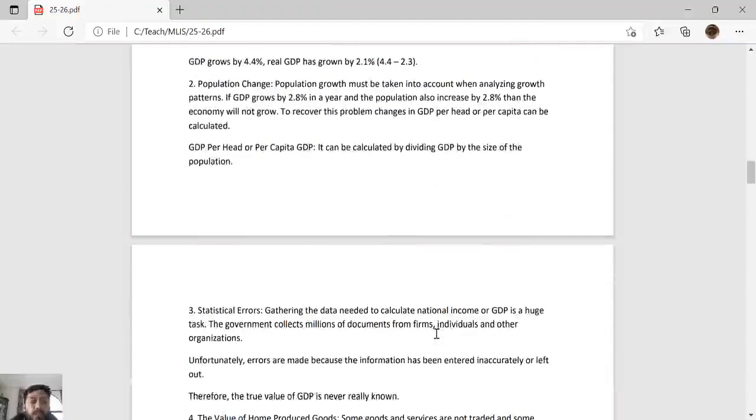Next we have population change. I think we ran out of time.